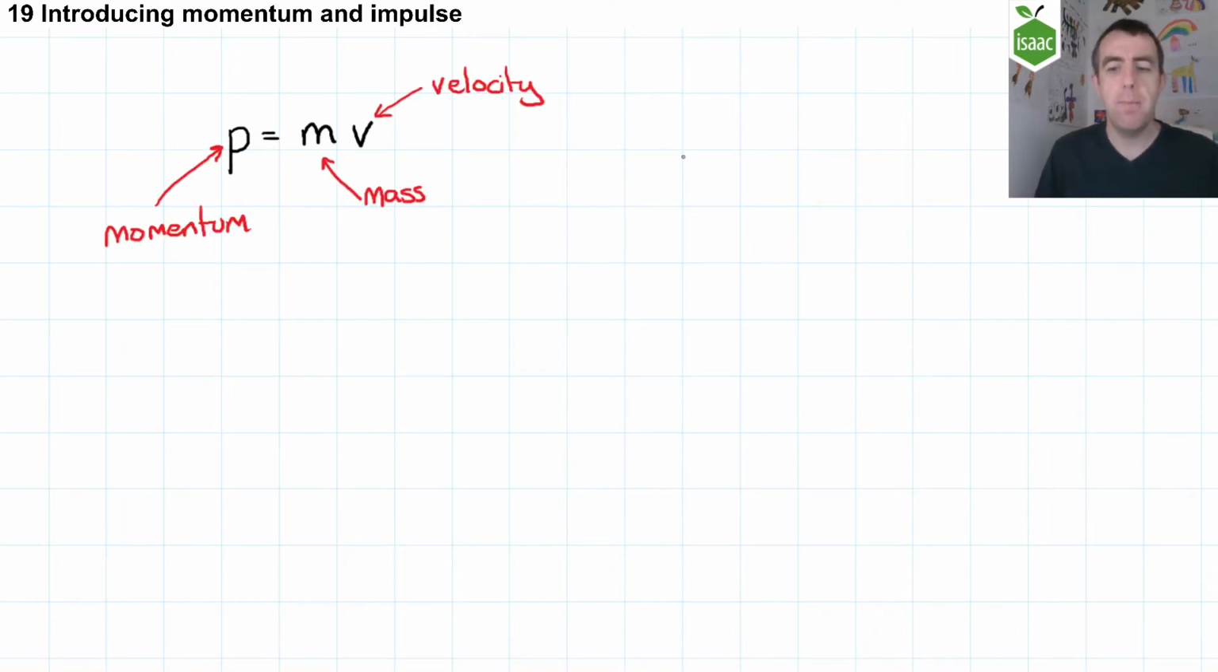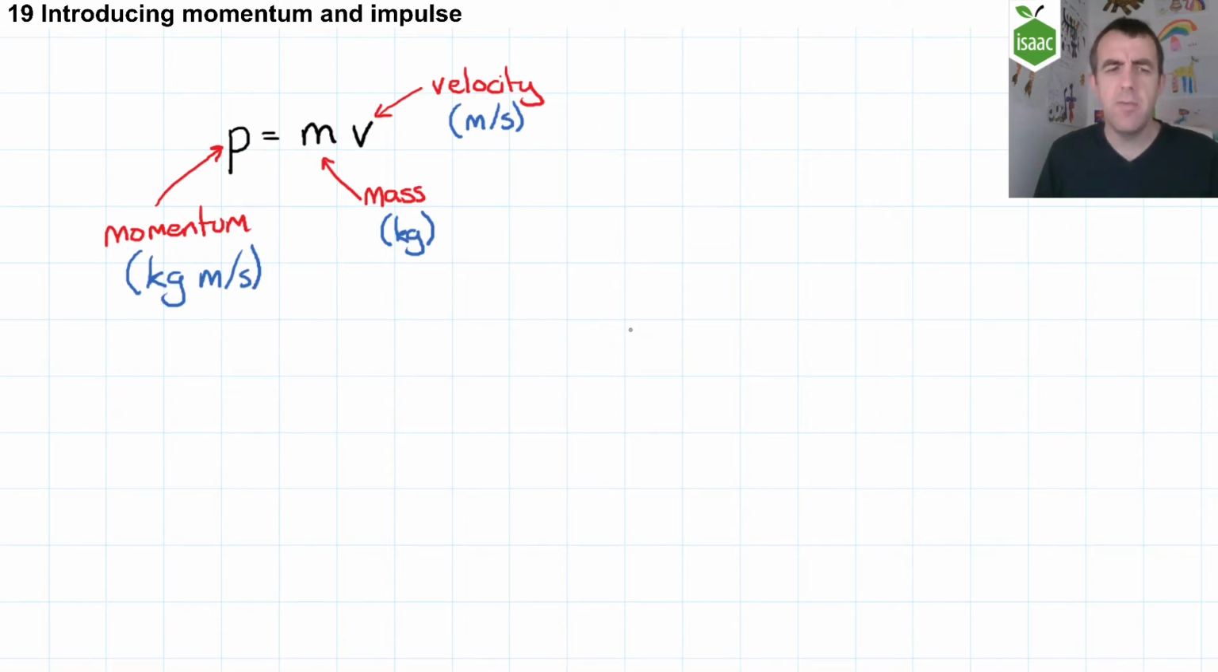We use the letter p, a lowercase p, for momentum, m for mass, and v for velocity. So the momentum of a body is equal to the mass of a body multiplied by its velocity. The mass of a body is measured in kilograms, and the velocity of a body is measured in meters per second. And as we are multiplying mass by velocity, the unit of momentum is the unit of mass multiplied by the unit of velocity. So that is kilogram meters per second.